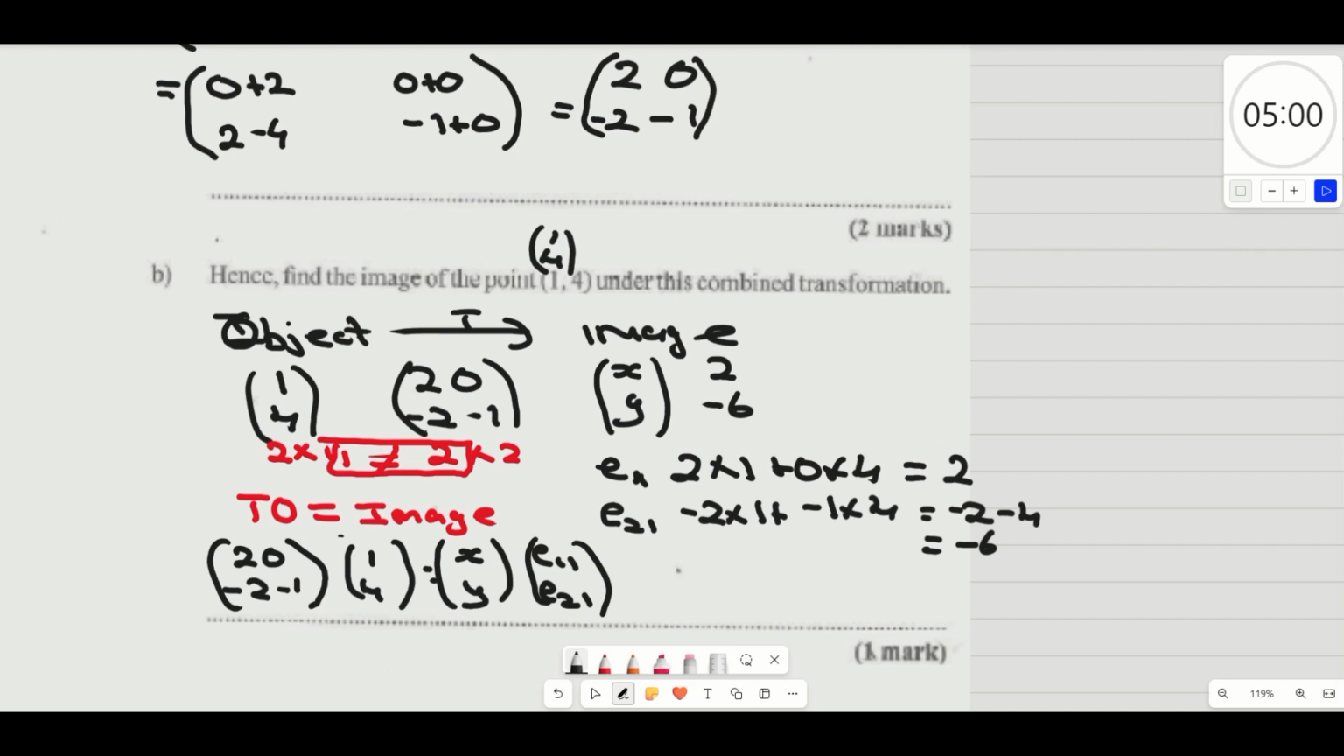If we don't want it like this, we have to turn it back to a coordinate. The first one is 2 and the second one is minus 6. This would be the coordinates of your image right here.